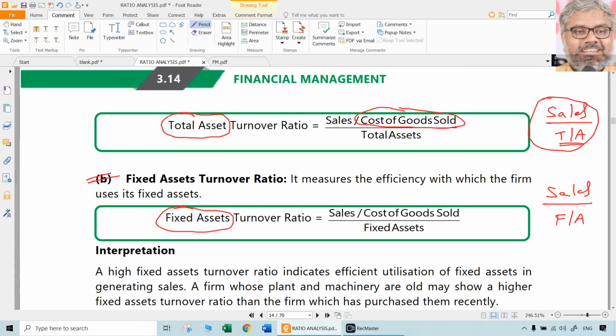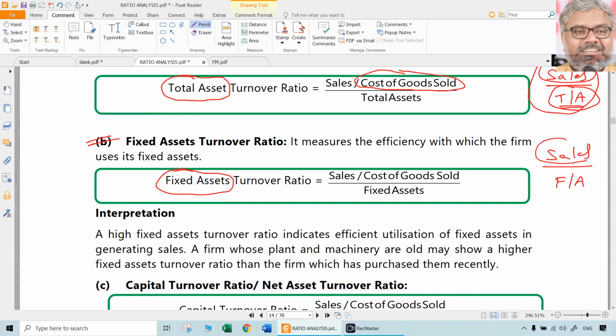What are they indicating? How many times the total assets are employed to generate the sales. What is the ratio between sales and total assets? What is the ratio between sales and fixed assets? So with the utilization of the total assets or fixed assets, if you are able to generate more sales, where the numerator is more, that means a higher turnover ratio.